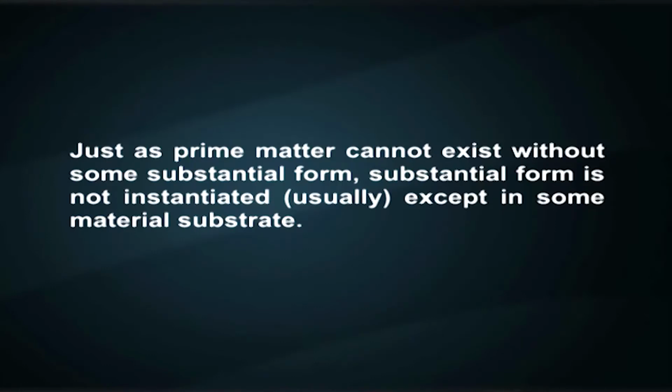Aristotle thus is not a materialist in that he believes things cannot be reduced to their atomic constitution. Rather, Aristotle appeals to the formal cause to account for the reason the material constituents are arranged as they are. Just as prime matter cannot exist without some substantial form, a substantial form is not instantiated usually except in some material substrate. That is, for most animals a soul cannot exist except in a body.